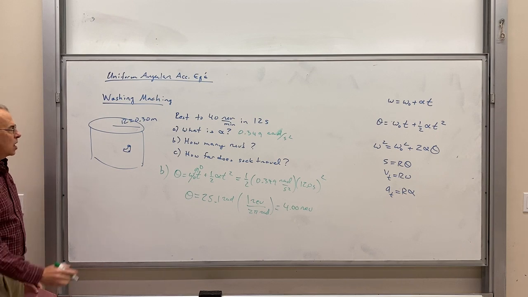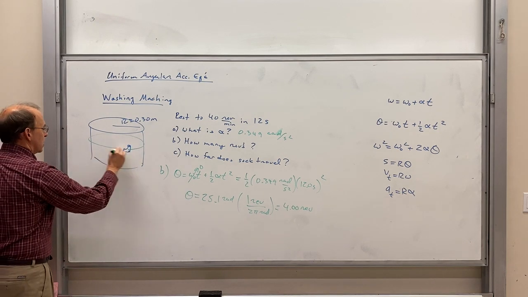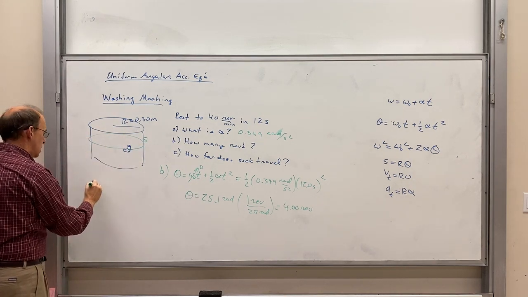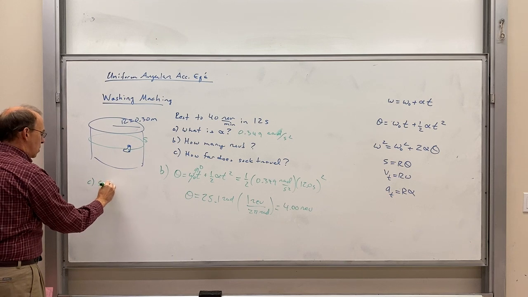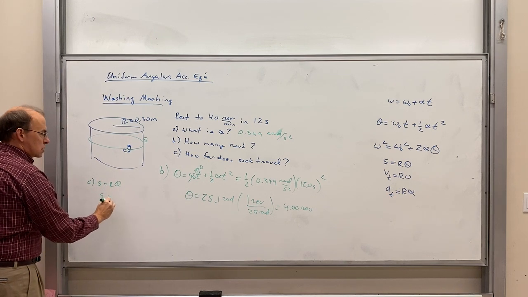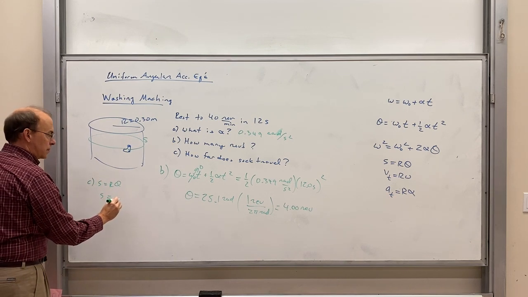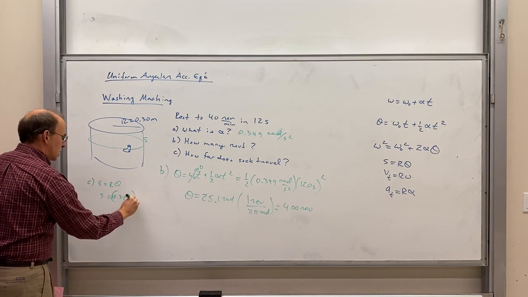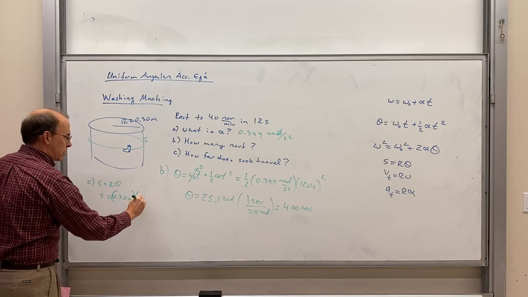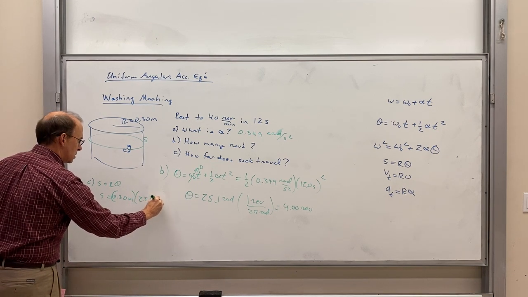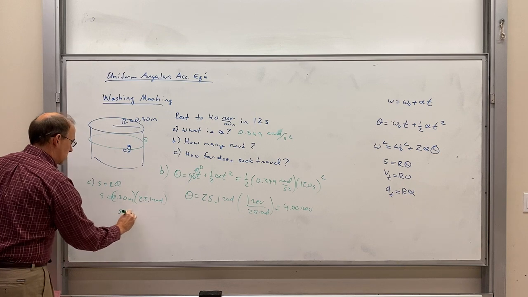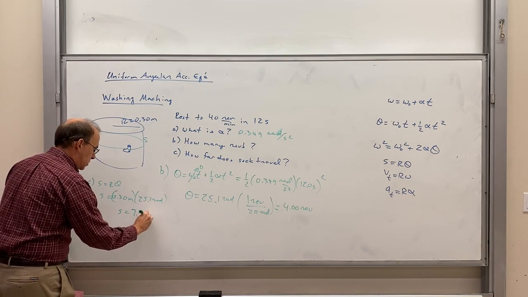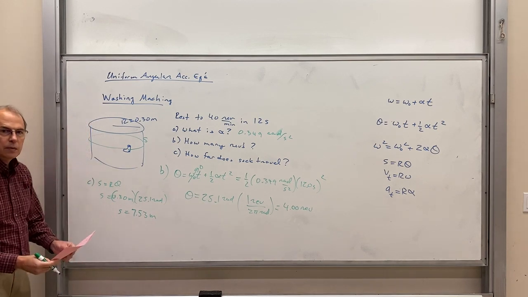Then how far does the sock travel? So the sock is out here on the rim, traveling through some arc length S. And S is r theta. So r is 0.3 meters times theta, which was 25.1 radians. So S is 7.5 meters, 7.53 meters. That's how far the sock went.